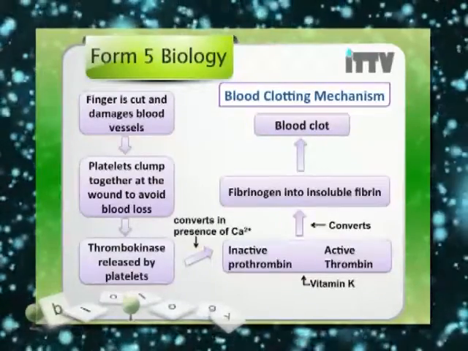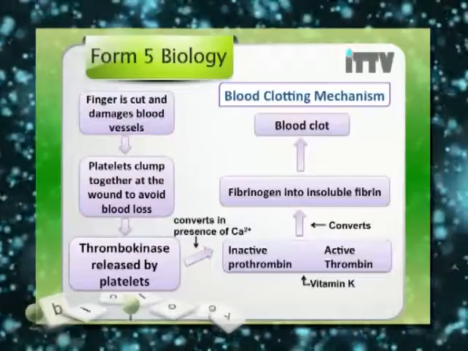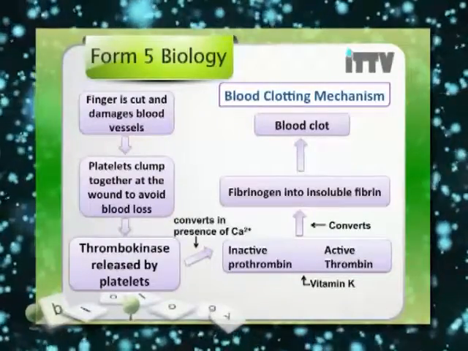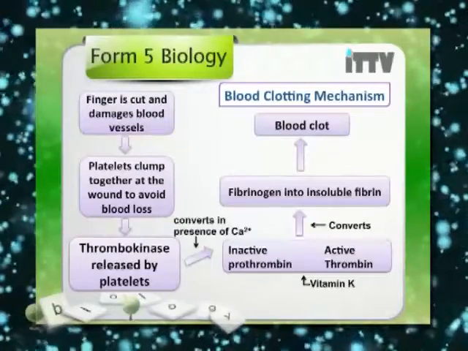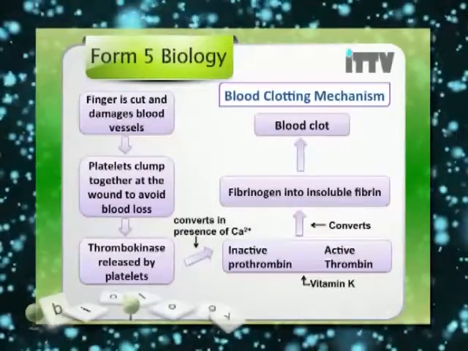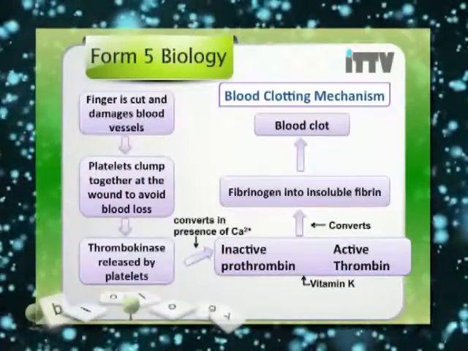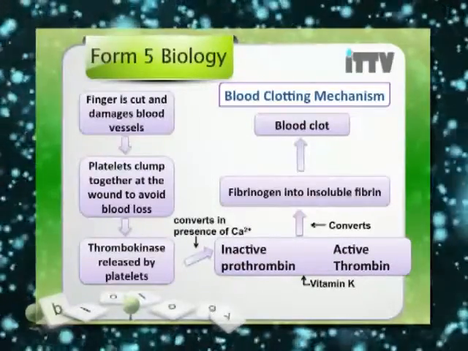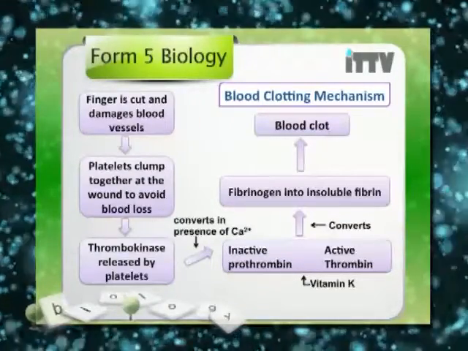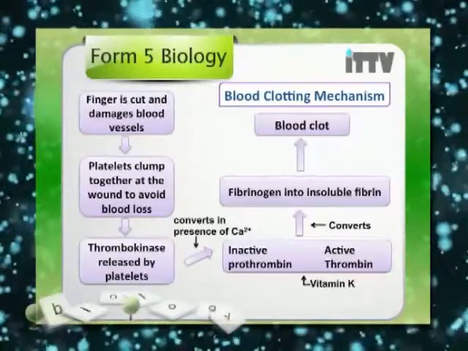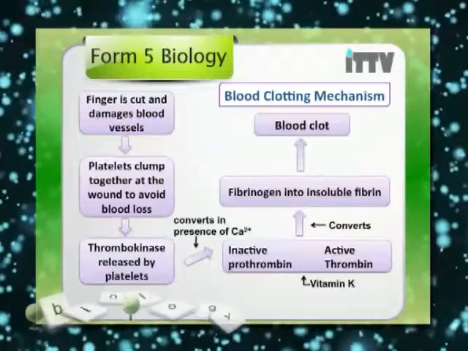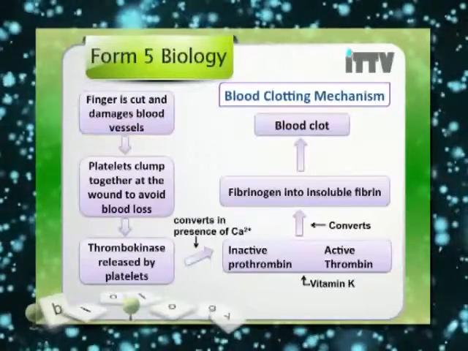So as mentioned on board just now, thrombokinase is released, right, in the presence of factor 7 and calcium ions. Thrombokinase is an enzyme that converts inactive prothrombin into active thrombin. And as you know, inactive prothrombin is produced in the liver in the presence of vitamin K. That's why we all know vitamin K is needed for blood clotting.